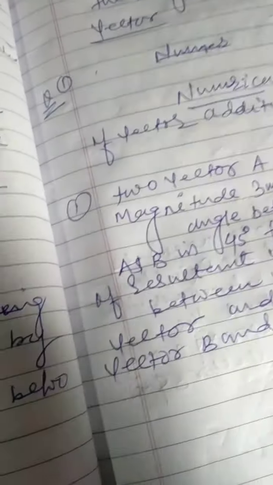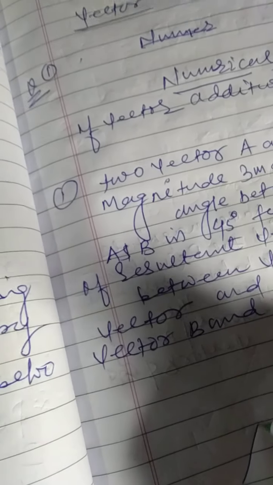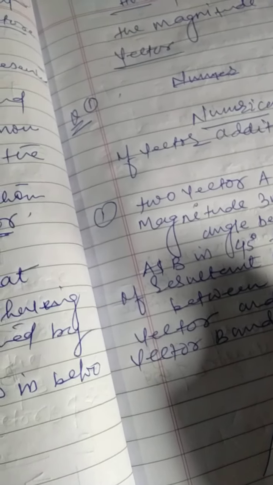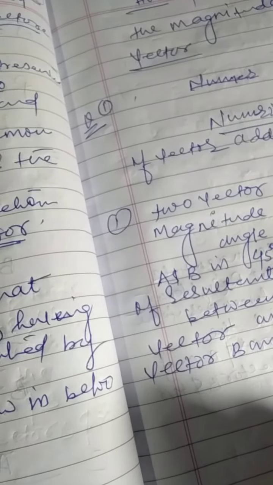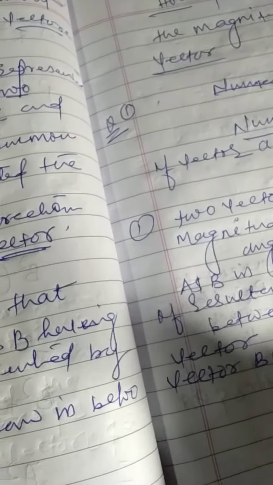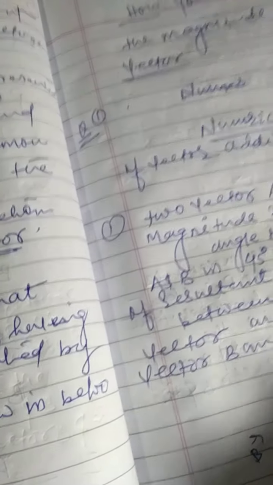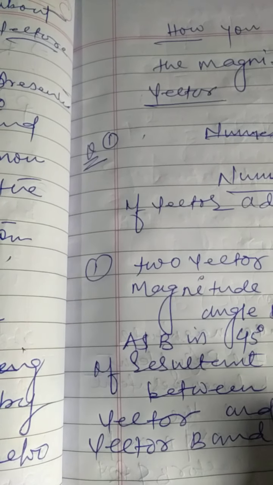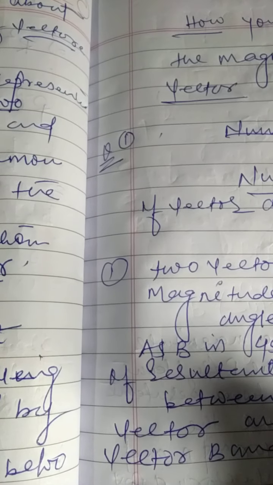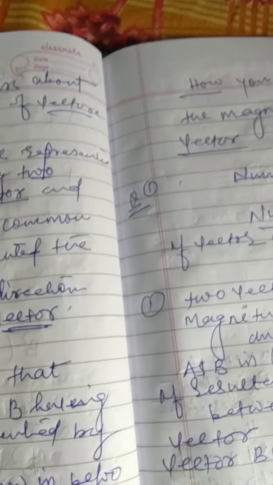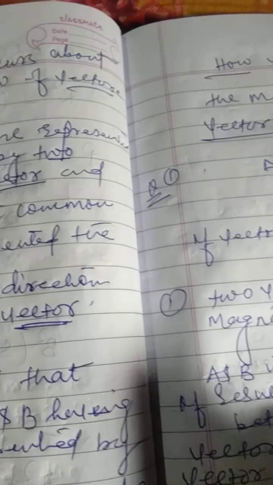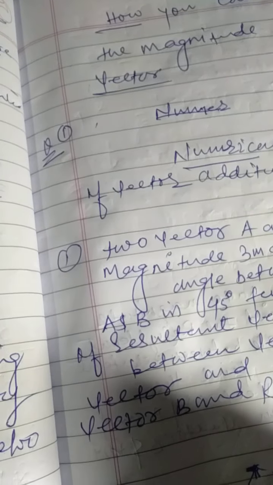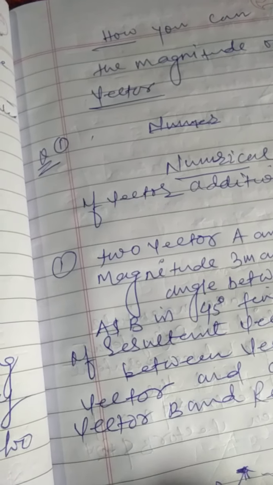Last time I already discussed the parallelogram law of vector addition. This question is also based on the parallelogram law of vector addition. These are the two vectors, this is the B vector and this is the A vector, and we draw the parallel vectors. This is the parallel vector of B and this is the parallel vector of A, with the magnitude of B equal to 4 m and A equal to 3 m.